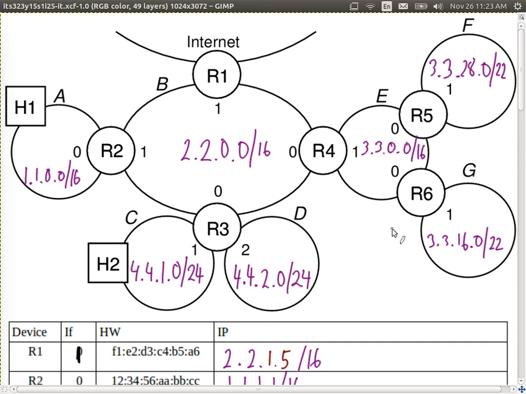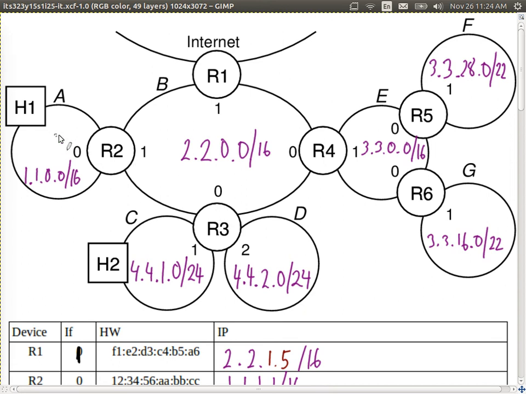If we're at R2 and we want to get to someone, maybe H4 on subnet G, where should R2 send the data to? We're at R2, we want to reach H4 on subnet G, we should send to R4 interface 0. If we want to reach someone on subnet E, we also send to R4 interface 0. That's the next node in the path. And someone on subnet F, send to R4, interface 0. On subnet D, send to R3, interface 0.